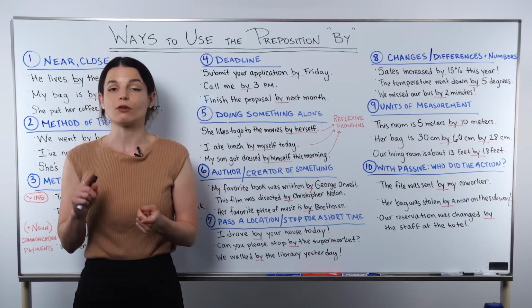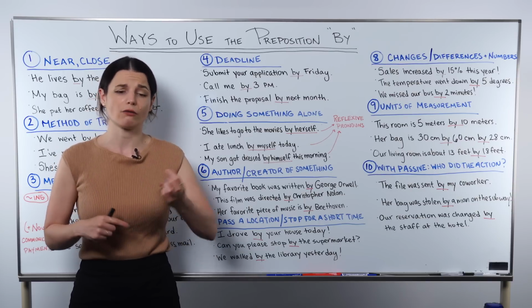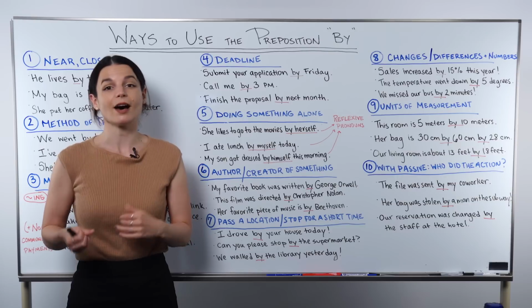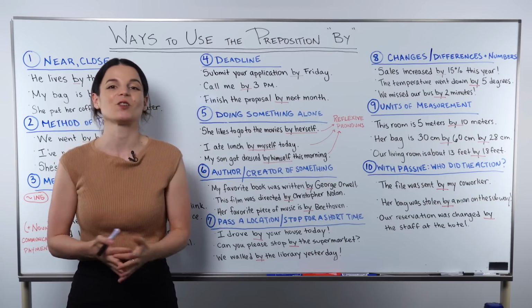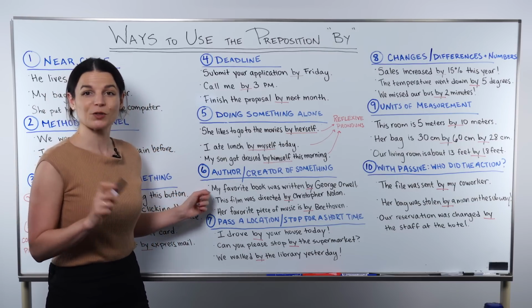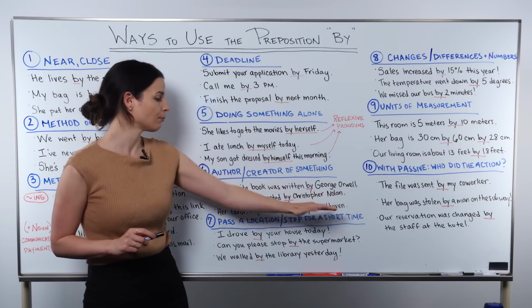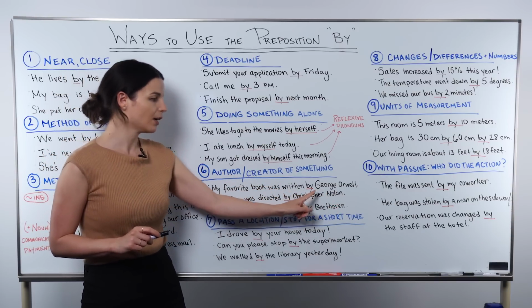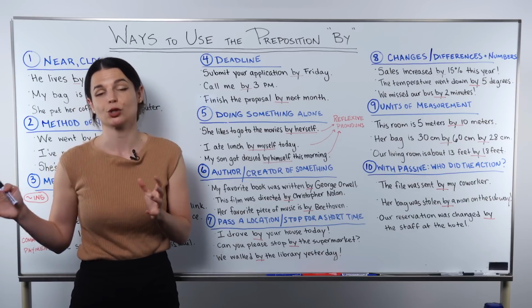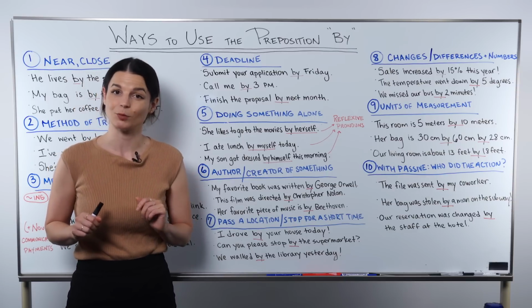So the creator of your favorite book, your favorite song, your favorite movie, your favorite piece of art, and so on. When you want to talk about the person who made it, you can use by to do that. For example, my favorite book was written by George Orwell. So by comes before the name of the person who created that thing, in this case a book.